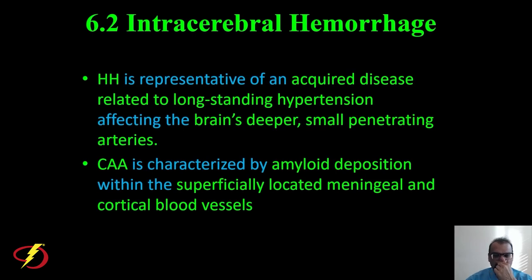Another thing is, hypertensive hemorrhage is an acquired disease related to long-standing hypertension affecting the brain's deeper, smaller penetrating arteries, whereas cerebral amyloid angiopathy is characterized by amyloid deposition within the superficially located meningeal and cortical blood vessels. That's why this has a superficial presentation, and this is why hypertensive hemorrhage has a deeper penetration. Remember, hypertensive hemorrhage involves the deeper small penetrating arteries of the brain, where cerebral amyloid angiopathy involves more superficially located meningeal and cortical blood vessels.